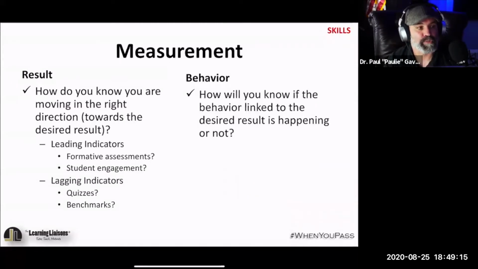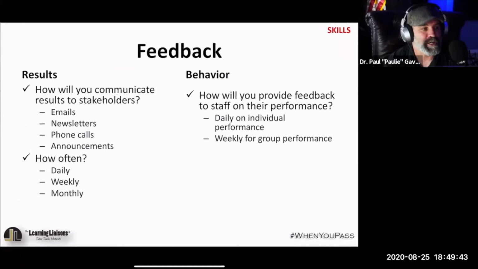And then of course, we're going to have a measurement for those results based on those things. We're going to use leading indicators, different assessments. I'm going to look at formative assessments, student engagement, or I might use lagging indicators. Look at weekly quizzes, or I might have benchmarks at the end of the month. And of course, we're going to have a way to walk out and directly observe behavior. We're going to do walkthroughs. I'm going to see if people are doing the things that they need to do. And then next slide. Then I'm going to give feedback on that stuff, right?